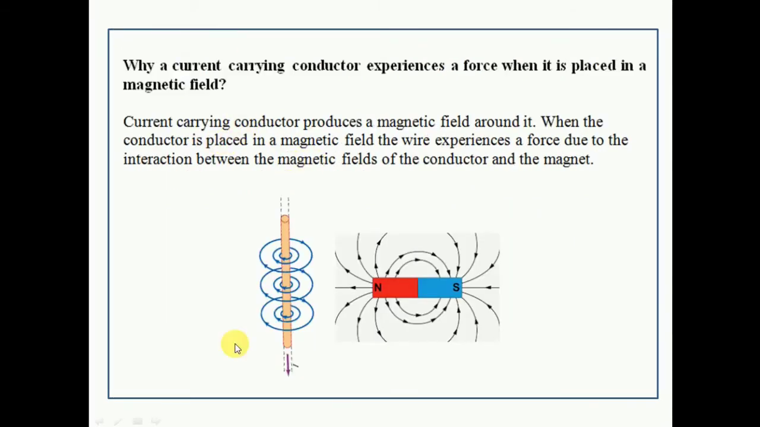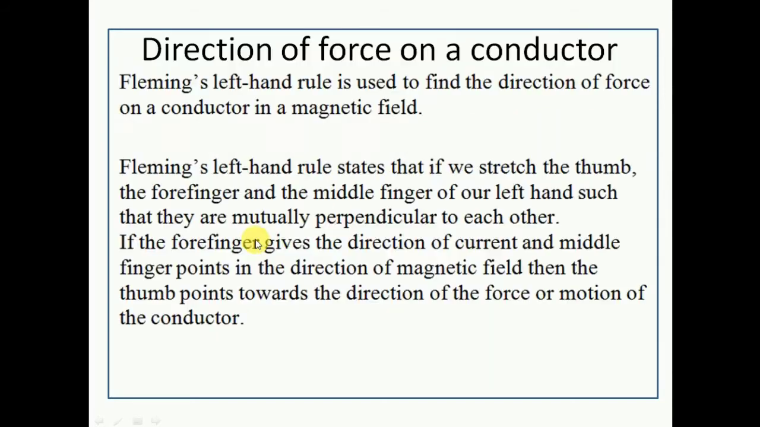So the cause of force is the magnetic field produced by the conductor. When current flows through a conductor, a magnetic field is produced around the conductor. So the conductor also acts as a magnet. When we bring two magnets together, there will be a force between them. Similarly, there will be a force on a current carrying conductor because of the magnetic field.